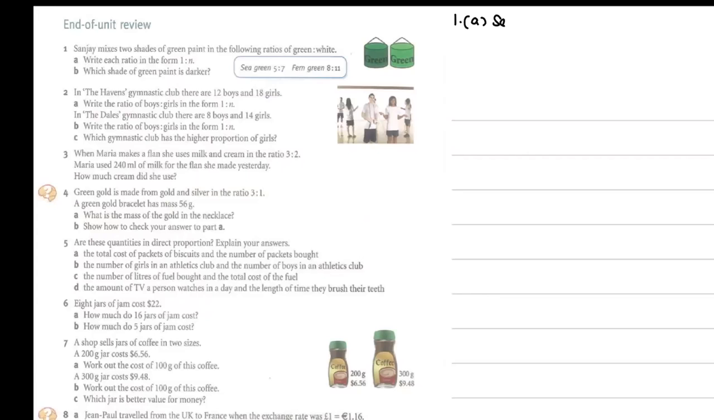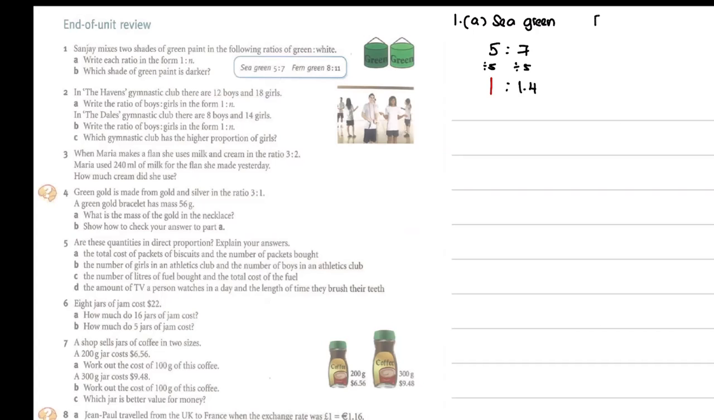For sea green, the original ratio is 5:7. So we need to write here to become 1. So here will be divided by 5, divided by 5. So you're going to get 7 divided by 5 is 1.4.